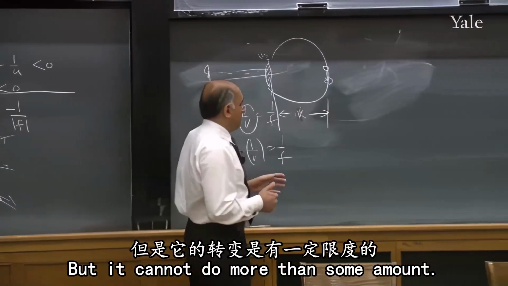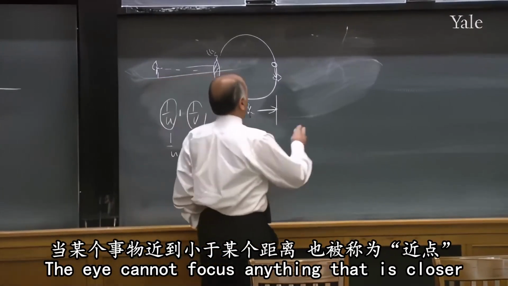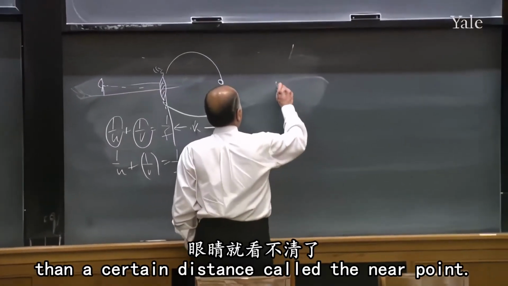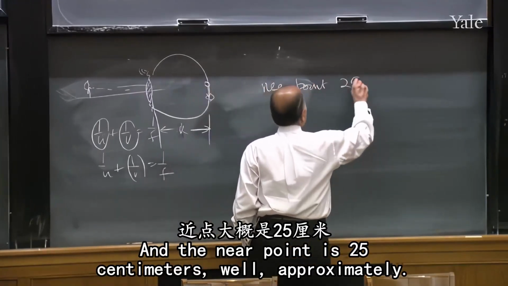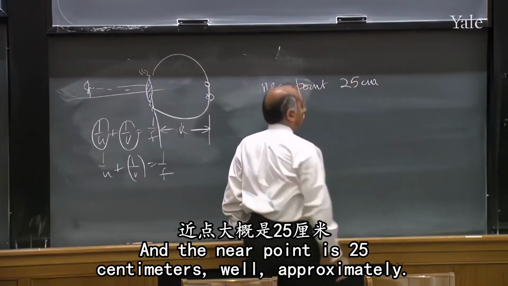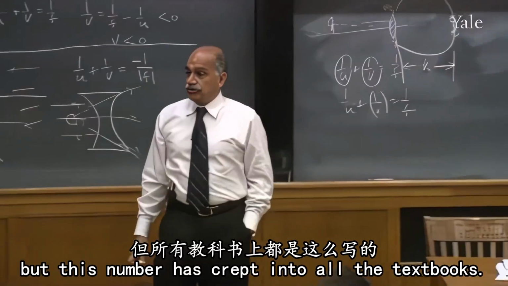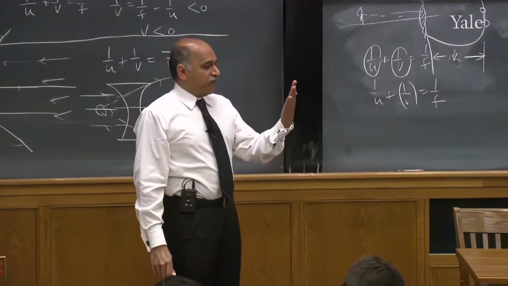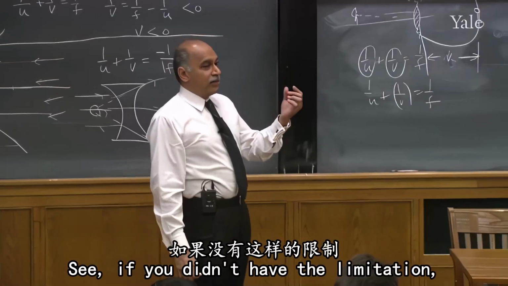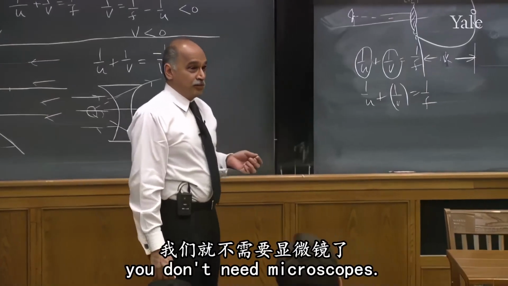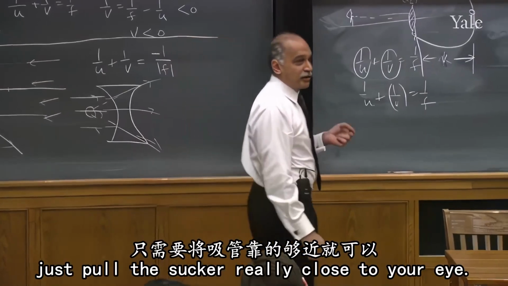But it cannot do more than some amount. The eye cannot focus on anything that is closer than a certain distance, called the near point. And the near point is 25 centimeters. Well, approximately. This is not a law of nature, but this number has crept into all the textbooks. So 25 centimeters is all you can do. You see, if you didn't have the limitation, you don't need microscopes. You want to see a piece of bacteria, just pull that sucker really close to your eye.